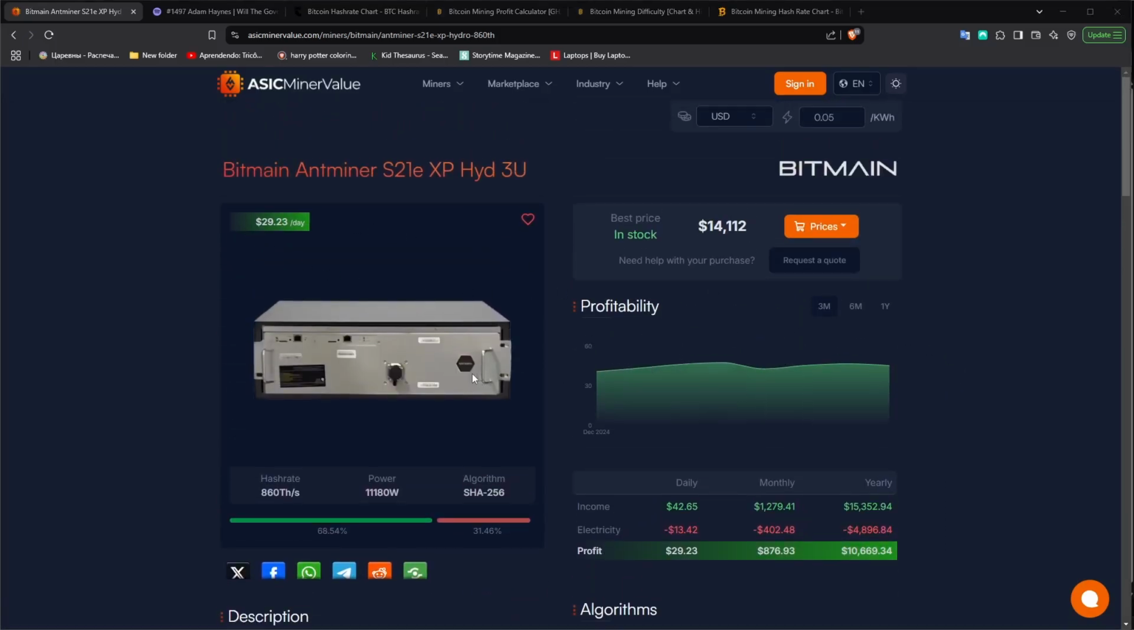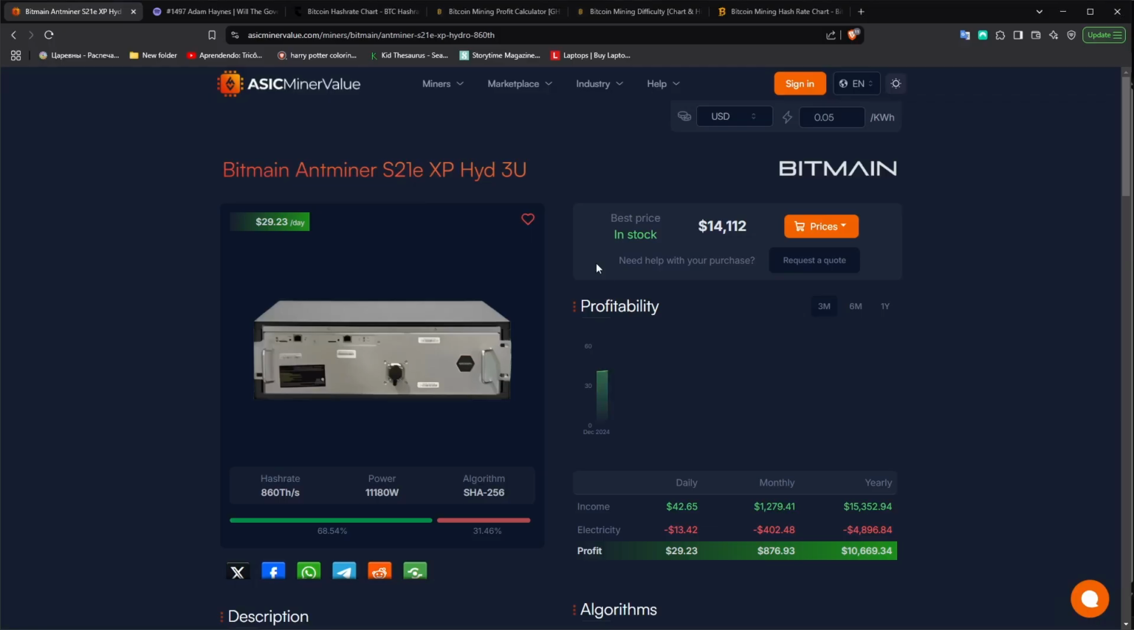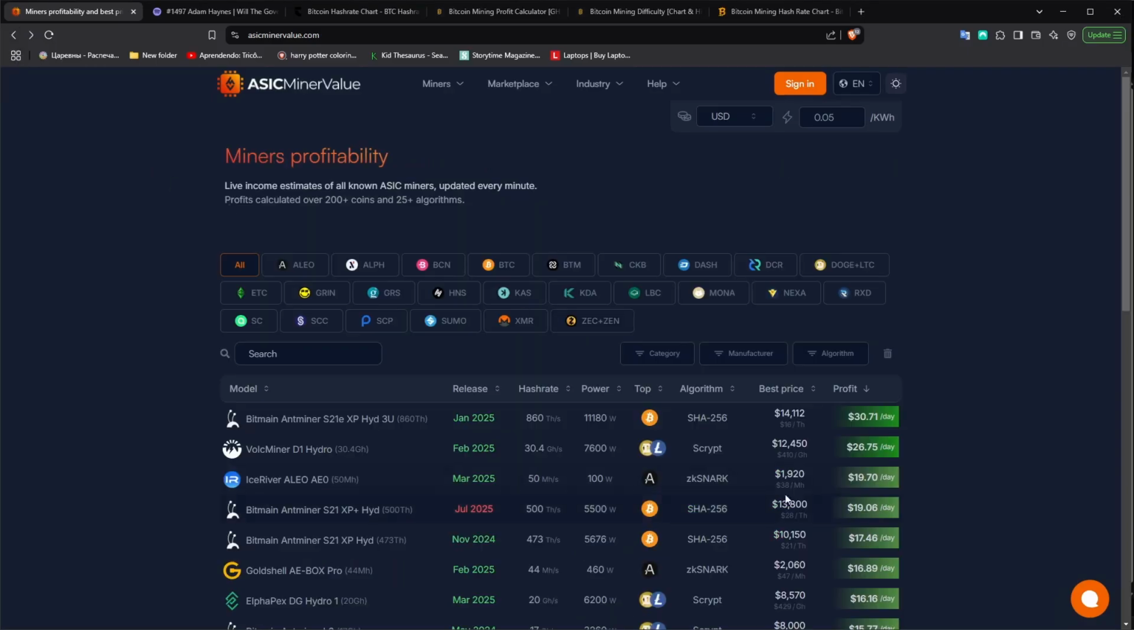So we're going to pay the mining costs over here, $20,000. We have dollars per terahash per second, so let's say it's 20,000. I think that's more or less the price. So let's go back over here, and here we have the price in dollars per terahash. Let's say it's 20.